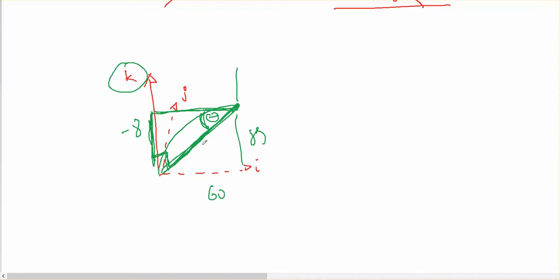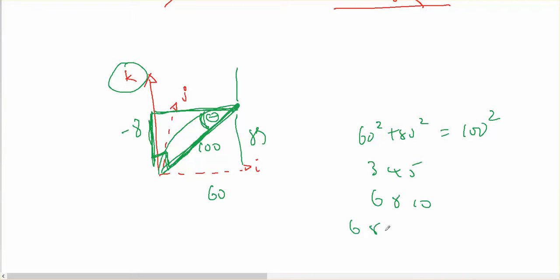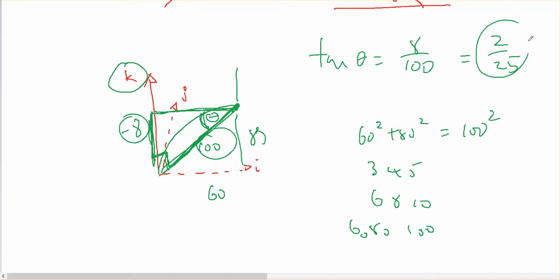So this length in here is going to be 100, because 60 squared plus 80 squared is going to be equal to 100 squared, because it's a 3, 4, 5 triad, or a 6, 8, 10, or a 60, 80, 100. So that's 100 and that's 8. So the tan of theta is going to be 8 on 100, which is going to be 2 on 25.